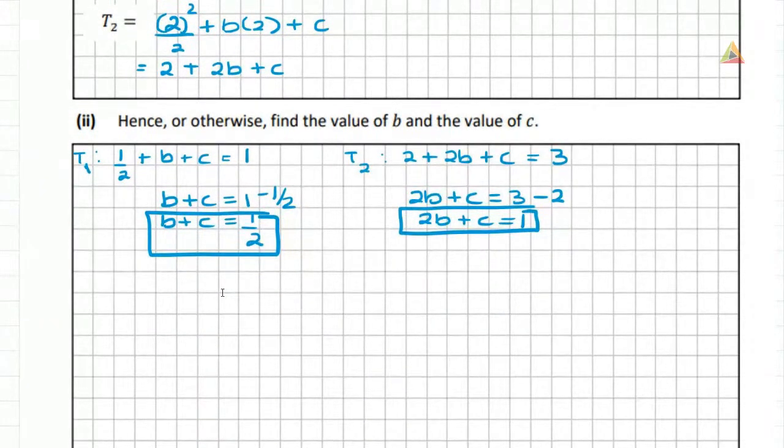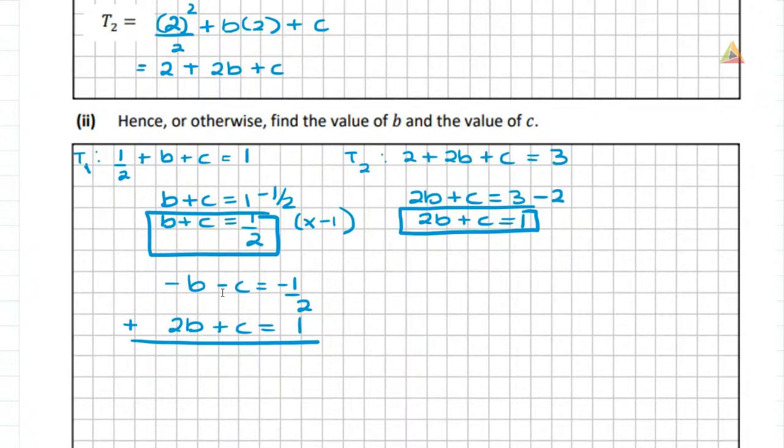So we'll write out one of our equations. And we have to make sure that we have the same letter, or a letter that has the same coefficient but different signs. So I'm going to take this one here and multiply by minus 1, and I'll get minus b minus c is equal to minus a half. And I'm going to leave my second one alone. So 2b plus c is equal to 1. For simultaneous equations, we add together everything on the left-hand side and we add together everything on the right-hand side of the equals. So minus b plus 2b gives me b, minus c plus c cross out, and minus a half plus 1 gives me a half.